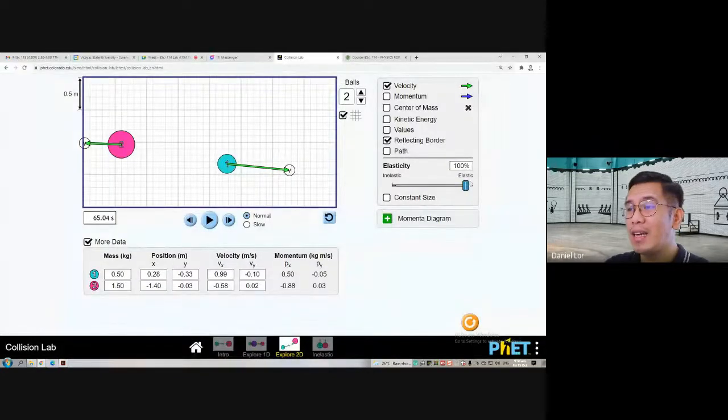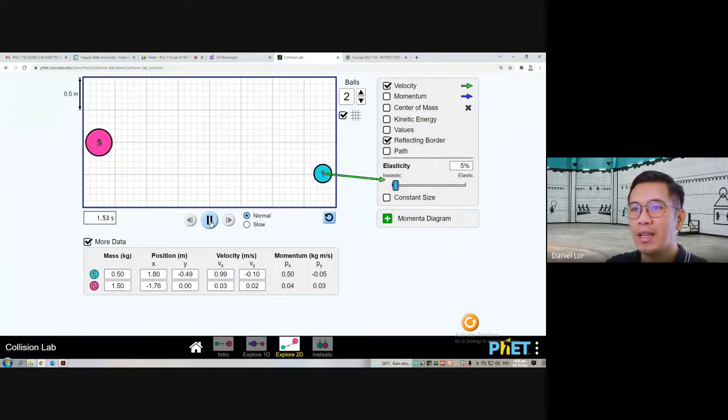So where can we see the elasticity? Here. So the elasticity here is at 100. We can also change the elasticity to a minimum of 5%. So it can't go to 0%. Is it 5%? So what will happen if the elasticity is only 5%? So it will no longer bounce.